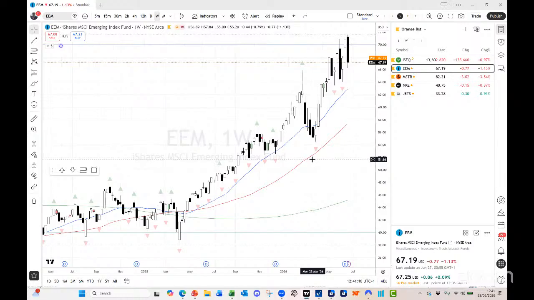Next one is EEM, the Emerging Market Equity ETF. This is always of interest to me, especially if you're looking at emerging market currencies. It's also an interesting counterweight to the dollar in terms of what we're seeing. If you weren't aware, EEM tracks large and mid-cap emerging market equities. As you can see for yourself, it's had a strong year, hasn't it? It has had a strong year.